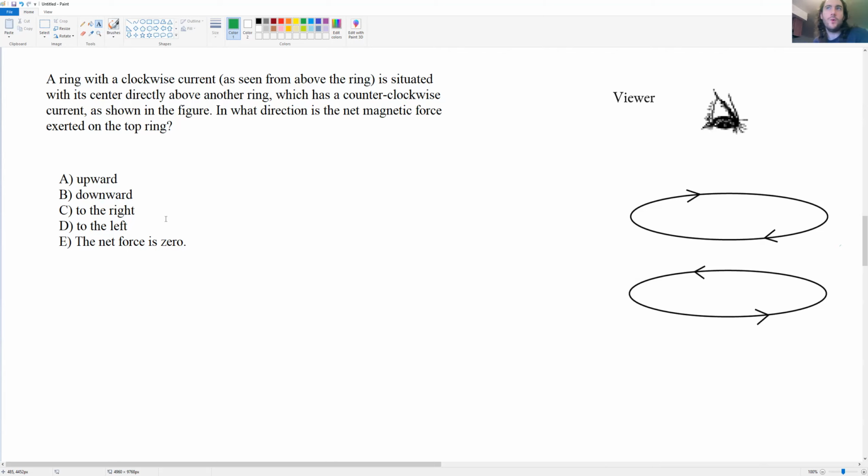I'll read the question one more time. A ring with a clockwise current as seen from above the ring is situated with its center directly above another ring, which has a counterclockwise current as shown in the figure. In what direction is the net magnetic force exerted on the top ring?